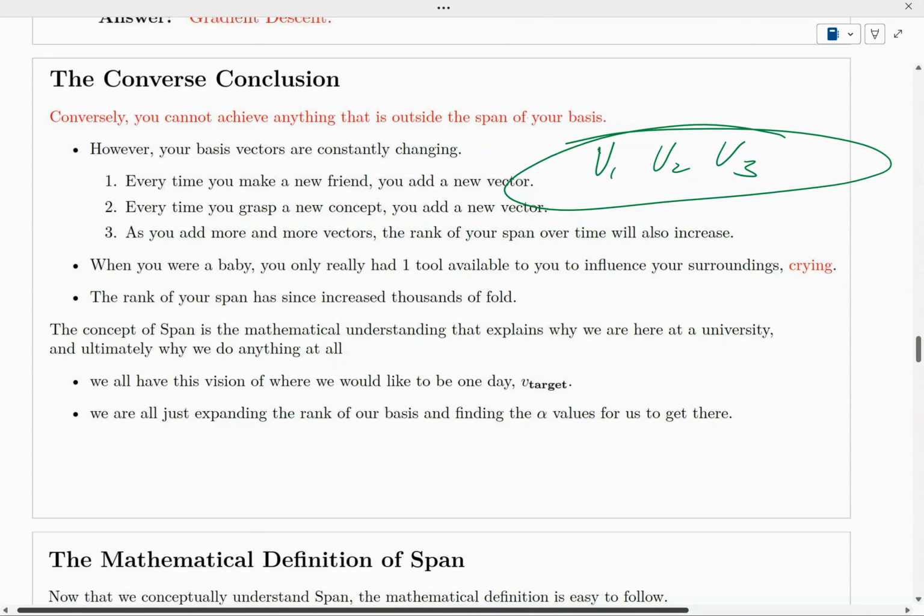So in life, what we are doing, ultimately, every one of us are doing, is just that we're expanding the rank of our basis. We're constantly trying to expand the rank and finding the alpha values that gets us to our goal. All right. That's all we're doing. We're either expanding our bases, the rank of our bases, or we're finding the alpha value to get us where we want. Okay.